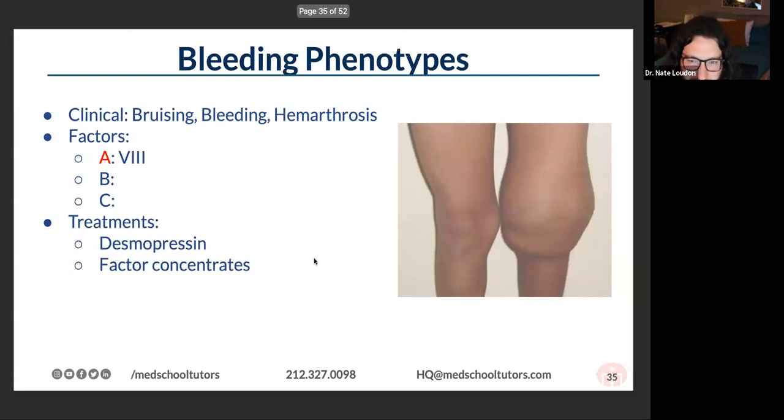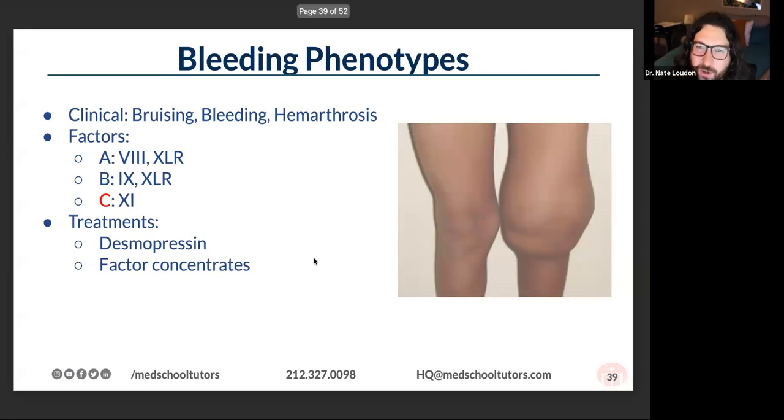Yeah, 8, awesome. And is that X-linked or autosomal recessive? Awesome, X-linked. And what's wrong in hemophilia B? 9, awesome. And is that autosomal or X-linked? X-linked, awesome. And hemophilia C, what's wrong there?